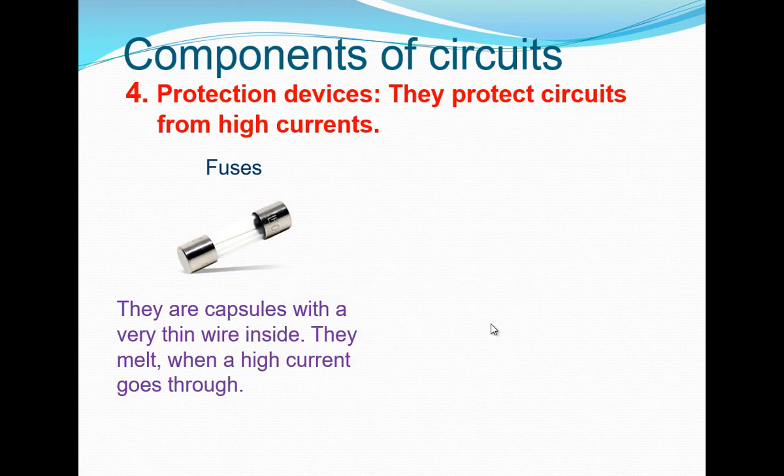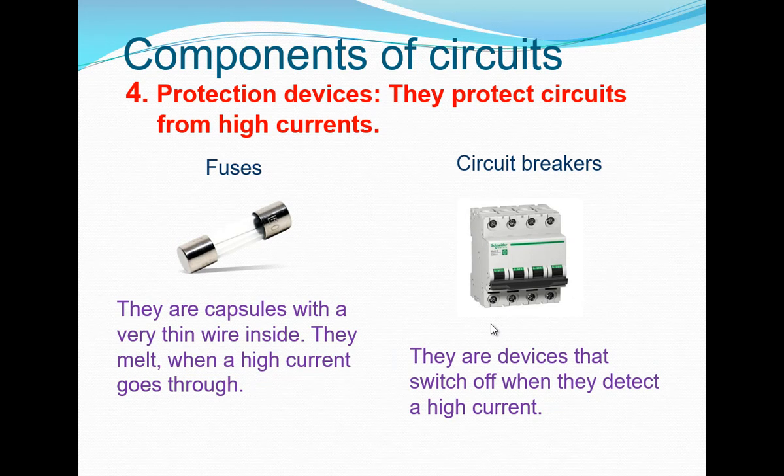Other protection devices are circuit breakers. They are devices that switch off when they detect a high current. That's what we can see in our houses. When there is too much power, sometimes the light goes off because the circuit breaker has switched off.